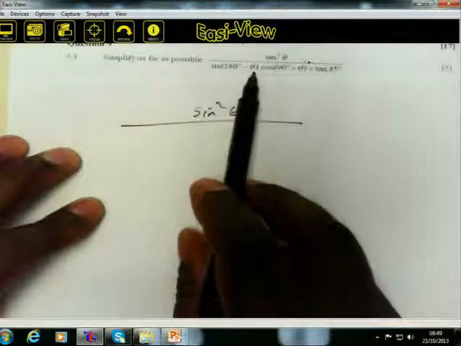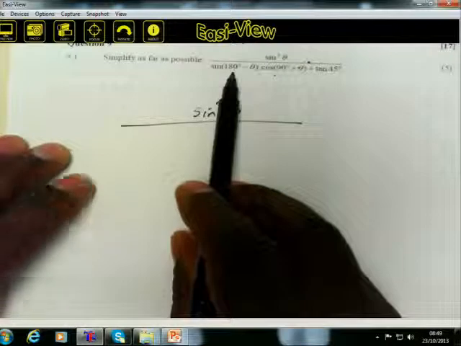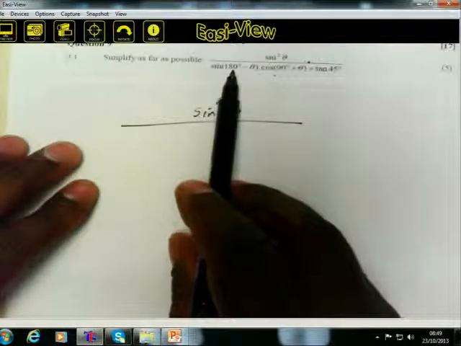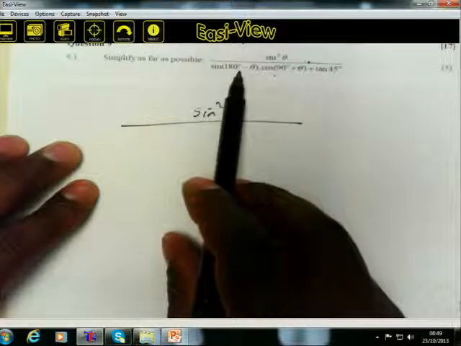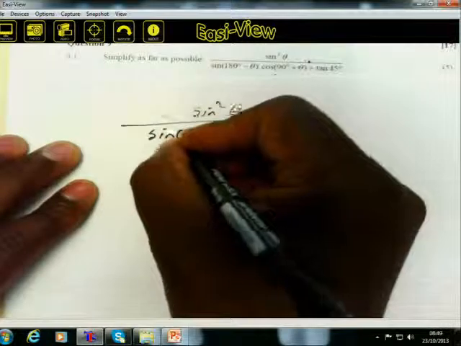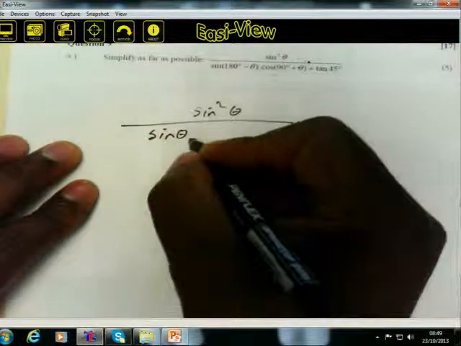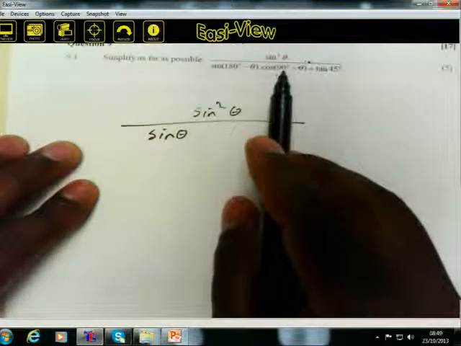Simplify as far as possible. You've got sine squared theta all over the sine of 180 degrees minus theta. Remember, we did the reduction formulae and we said 180 degrees minus theta is an angle in the second quadrant. And in the second quadrant, sine is positive. So we reduce it to just sine theta, multiplied by the cos of 90 degrees plus theta.